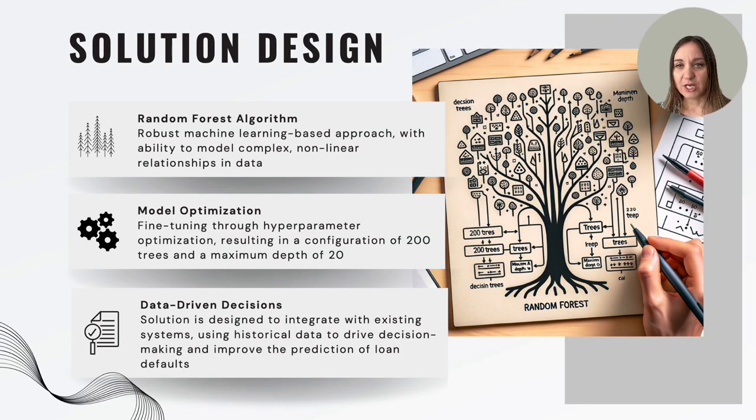In response to this challenge, I designed a solution centered around the random forest algorithm. It is smart with data and robust. This is not just about adopting new technology, it's about rethinking our approach to risk assessment from the ground up. By optimizing the model with 200 trees and a maximum depth of 20, we're not just making predictions, we're gaining deeper understanding of the factors influencing loan defaults. It is about making smarter choices with the data we have.